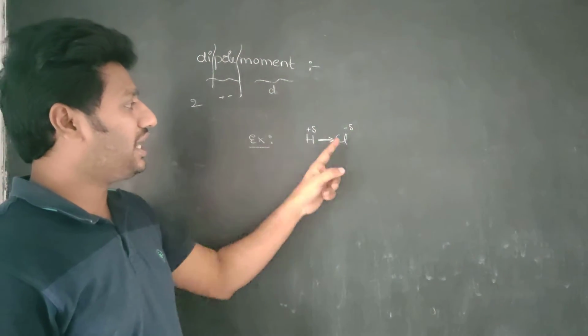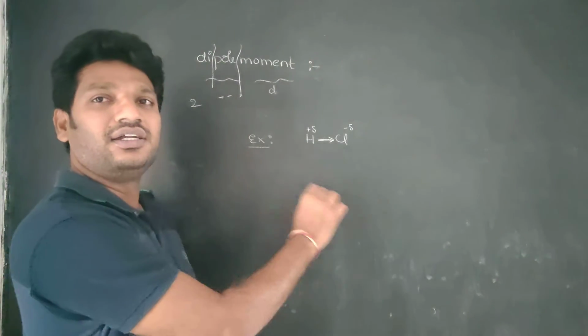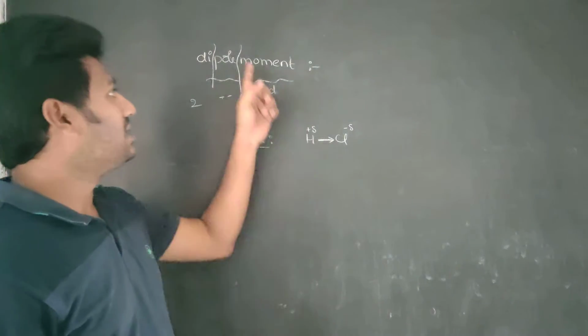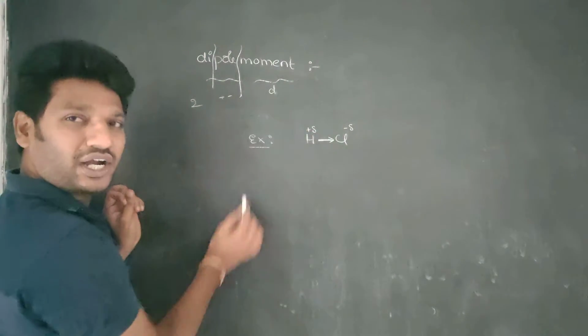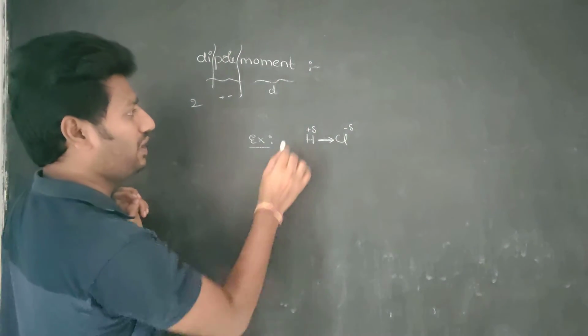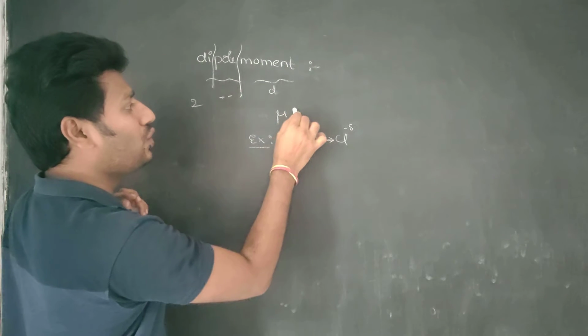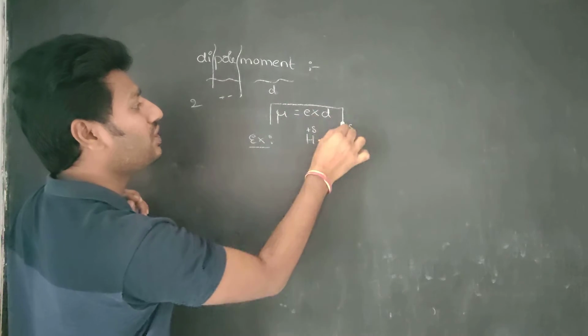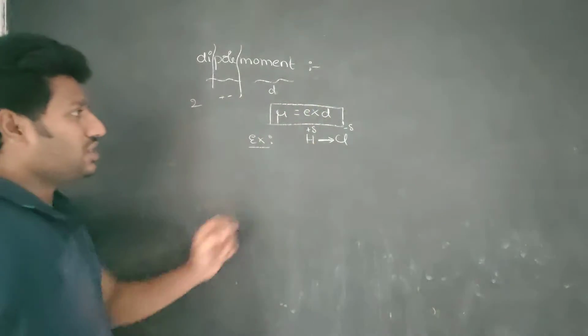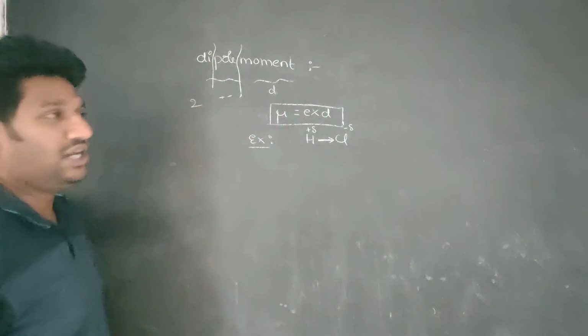Pole is positive and negative, and then the distance. So we have to find the distance. That is known as the dipole moment. In the equation, we have to write the definition of the dipole moment. Mu is equal to e into d. Mu is equal to e into d.